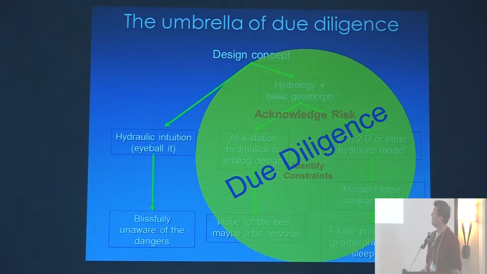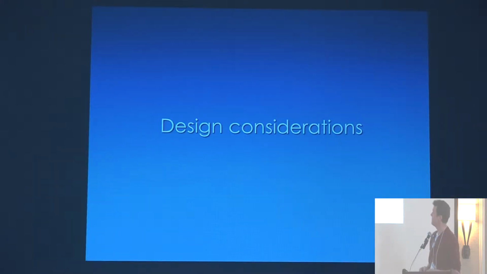So I talked about this last night, the umbrella of due diligence, and on the far right here, you kind of have a slightly elevated level of risk. You need to address the moment force considerations, which we'll talk about a little bit, and also fitting the project to the geomorphic setting, as always, but with regard to wood in this case.